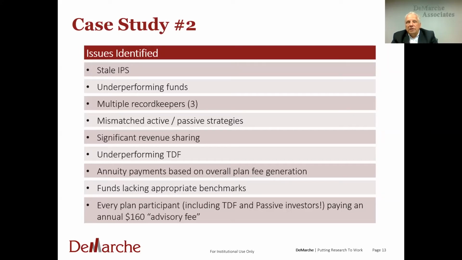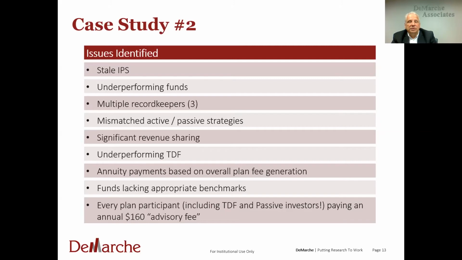Well, in working with us, some issues we identified fairly quickly: the IPS was stale, and by stale, I mean it hadn't been updated for several years. In going through the lineup, there were a number of underperforming funds. They had a mismatch between active and passive strategies. So they did have some passive strategies in the lineup, but there really wasn't any rhyme or reason to how they were being implemented or deployed. There was, like the last case, significant revenue sharing within several of the options. They had a target date fund that not only was active, it was also underperforming and really a laggard versus its peer universe.